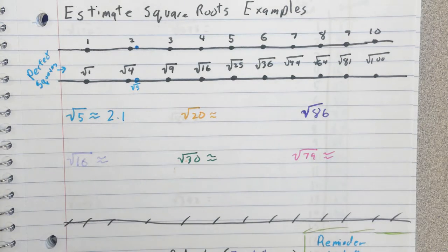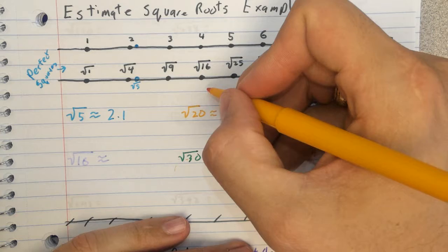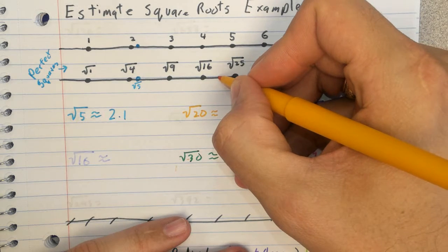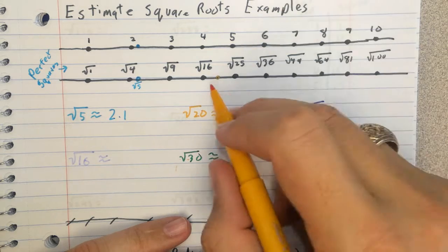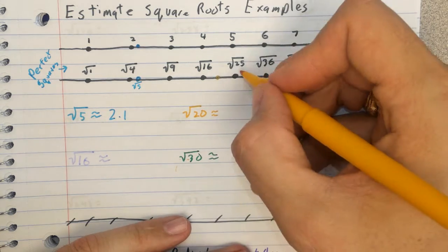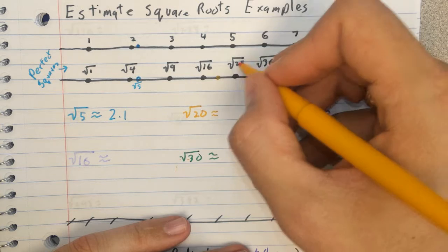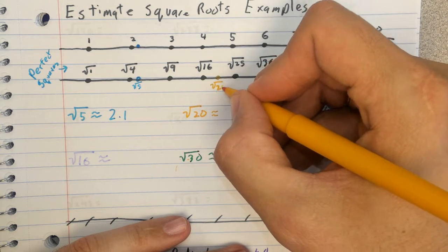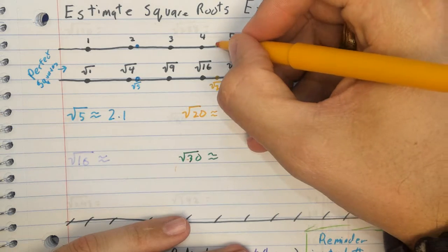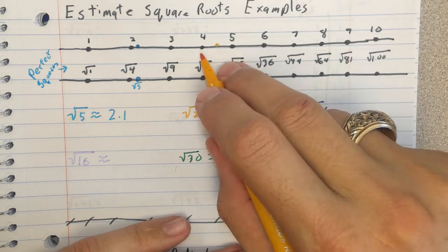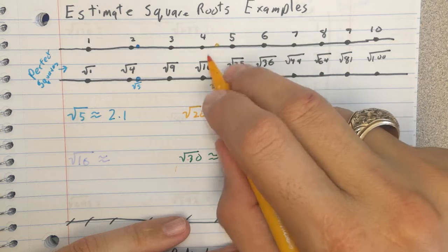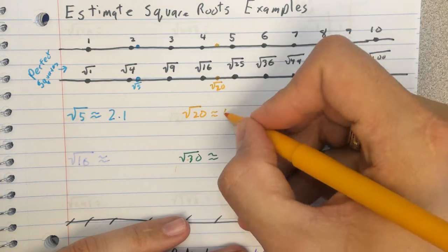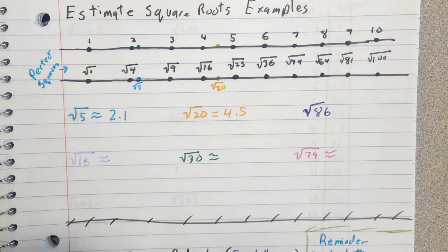Let's look at 20. Square root of 20. Square root of 20 looks like it would fall pretty close to the center between the square root of 16 and the square root of 25. 16, 25, 20 is somewhere pretty close to the center. I'm going to follow that up my number line in the middle of 4 and 5, so I know the square root is between 4 and 5. Let's just say 4.5.